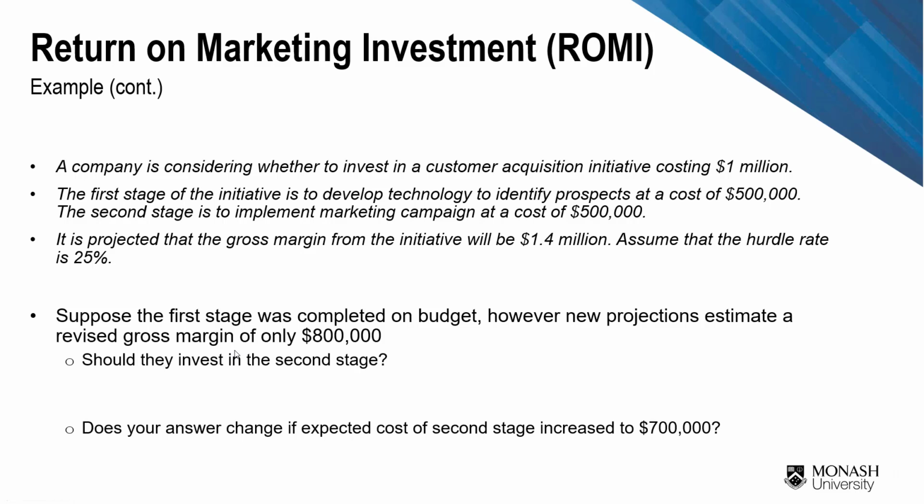Should they invest in the second stage or not? And does your answer change if the expected cost is increased to 700,000? So basically, we are working out the same thing as ROMI, right? Because of that, I really want to go through what we call the incremental ROMI.